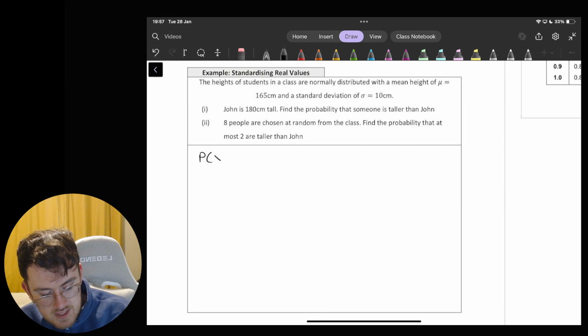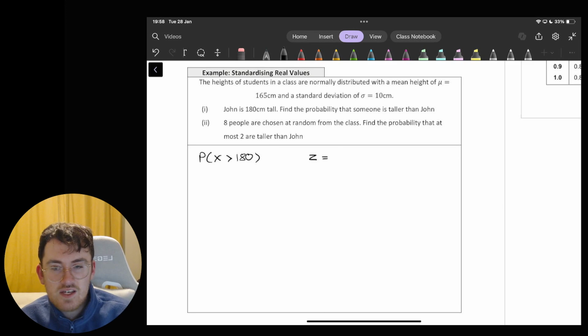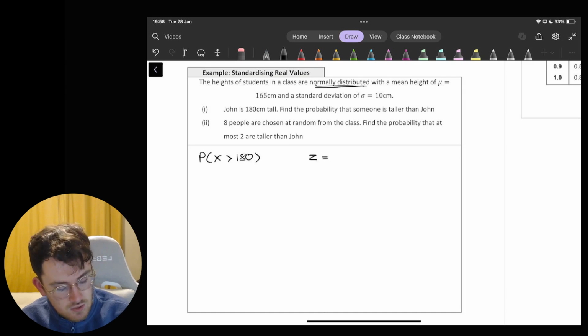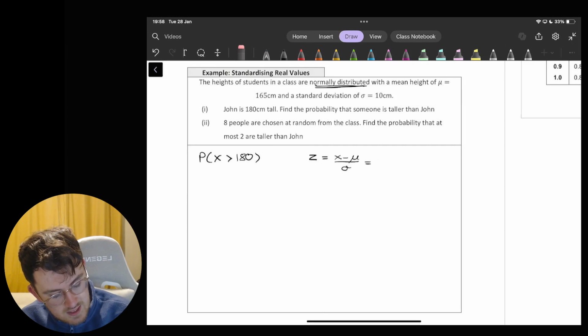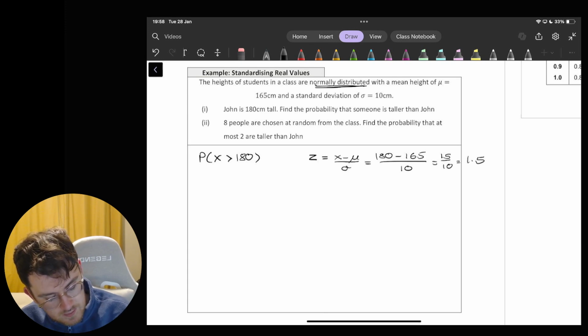So I want to find the probability that someone, we'll call them X, picked from this class is taller than 180. I don't have any way of computing that probability, but since I know it's normally distributed, I might convert it to a z-score. So I'll use the standardizing formula that we met in the last section, and fill in the values: 180 for my x value, 165 as my mean, standard deviation of 10. That's 15 over 10, which is 1.5. So I'm being asked for the probability that a z value is greater than 1.5.